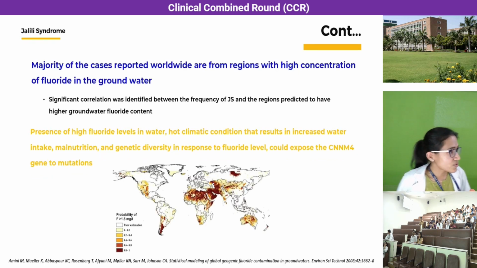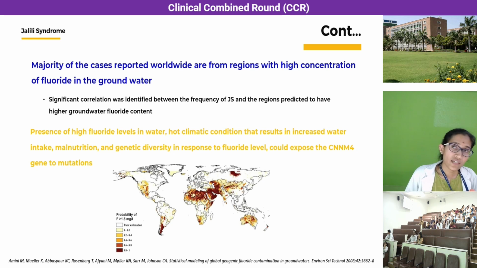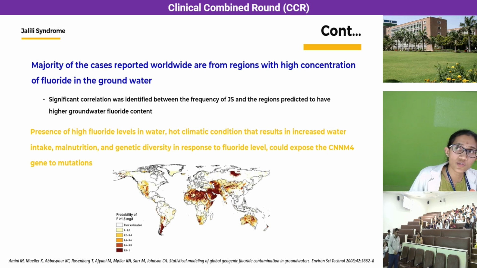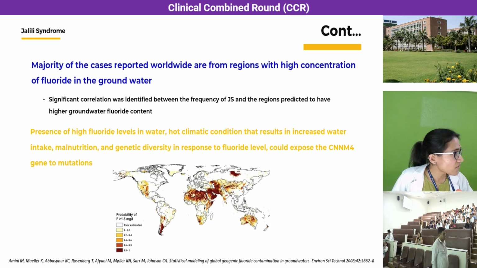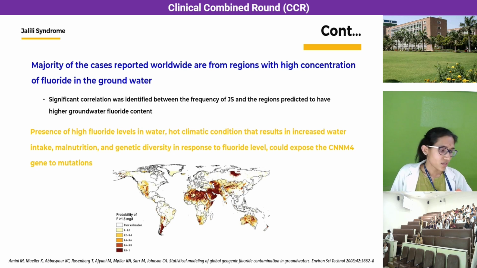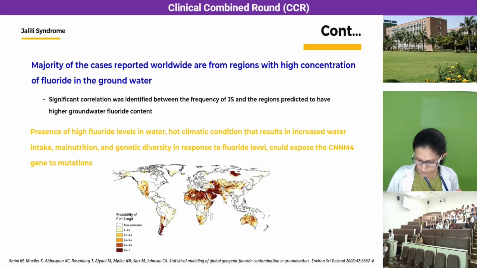There is another hypothesis being tested. The majority of the cases reported worldwide are from regions with high concentration of groundwater fluoride. So, a study by Amini et al. found there is a significant correlation between the frequency of Jalili syndrome and the regions predicted to have high groundwater fluoride content. So, the hypothesis is that the presence of high water fluoride levels, hot climatic conditions that result in increased water intake, malnutrition, and genetic diversity in response to fluoride level could expose this particular gene CNNM4 to mutations.